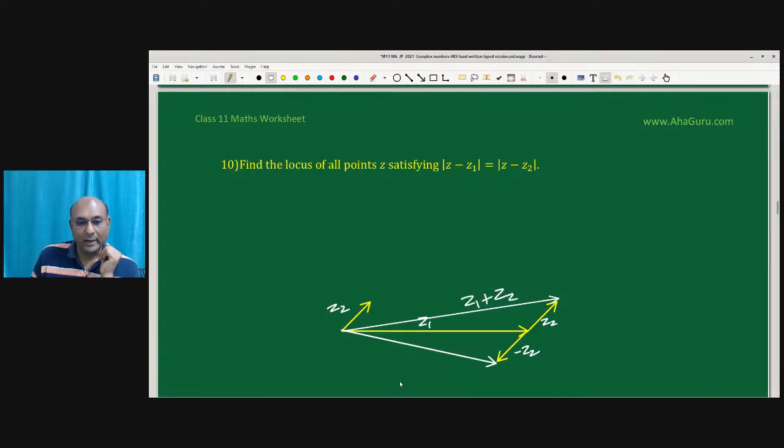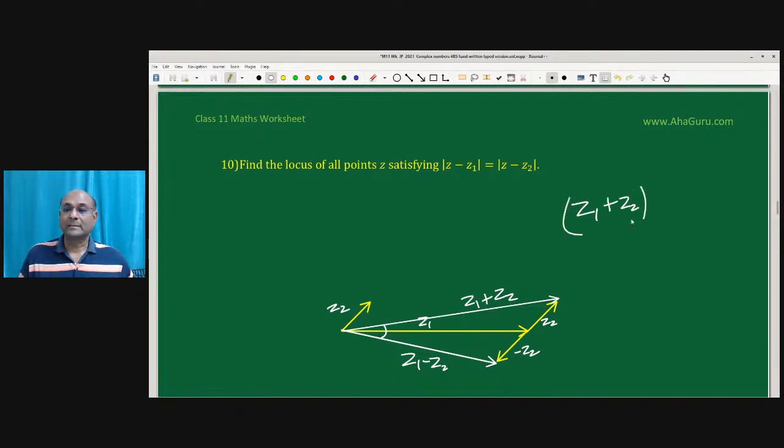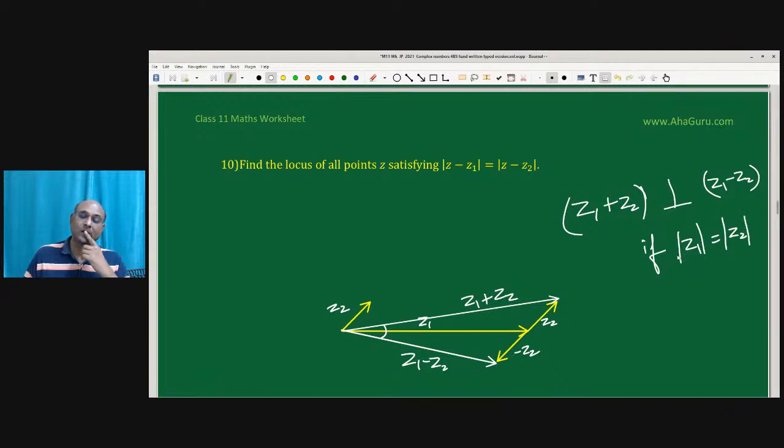Z1 plus Z2. And what about this? Z1 minus Z2. I have actually constructed. Is this angle 90? No. Okay. So last time, why was it? Because Z1 and Z2 are equal. Z1 plus Z2 is perpendicular to Z1 minus Z2 if modulus of Z1 is equal to modulus of Z2. Why? Because this length and this length will be equal, but this length is equal to this length.